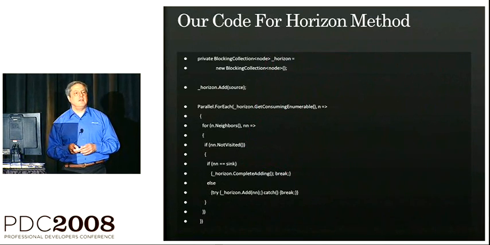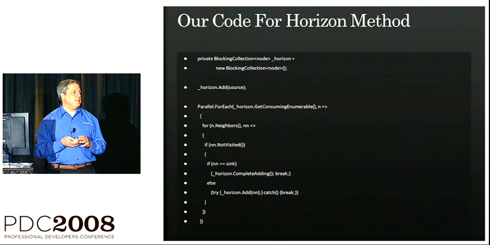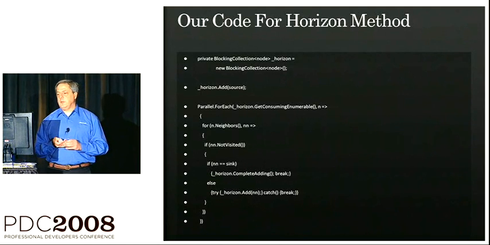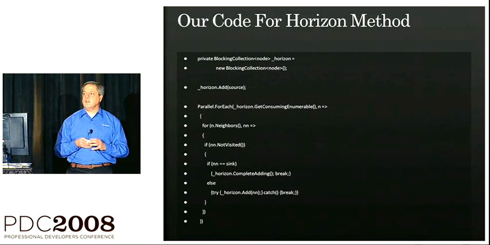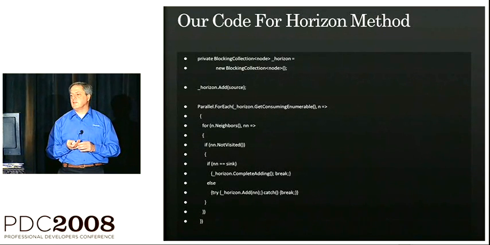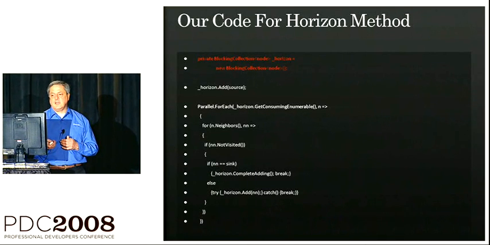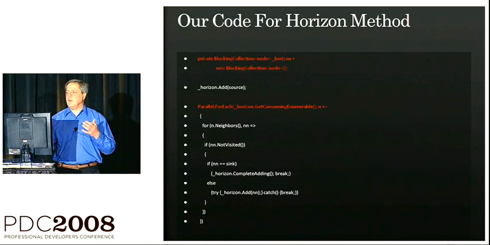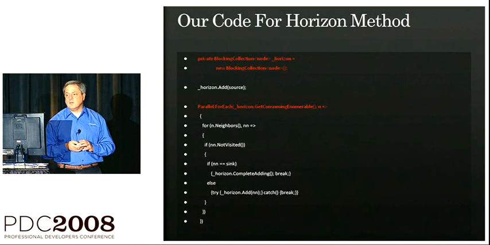Here's the code for the horizon method. The key thing here is, of course, to quit, and also to be able to maintain this horizon list. Typically, you do that by managing two queues. You take the things out of the current horizon and put new things into the new horizon. We've simplified that with a blocking collection, which allows you to declare a type in which we will manage the simultaneous extraction and insertion of nodes into this queue.